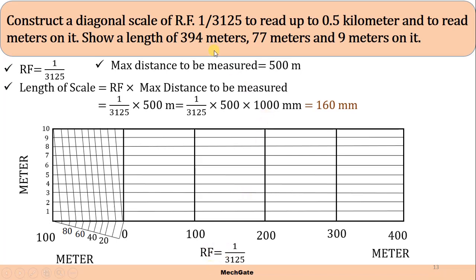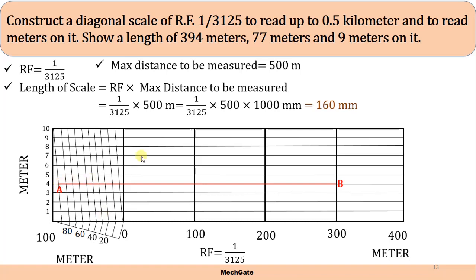Now I have to show this 394 meters. So 300 is over here, then 90. For 90 move up to this 80 and 90. So this is 390 and 4. For 4 I have to move diagonally up to 4. So this is my 94. So this distance indicates 394 meter.